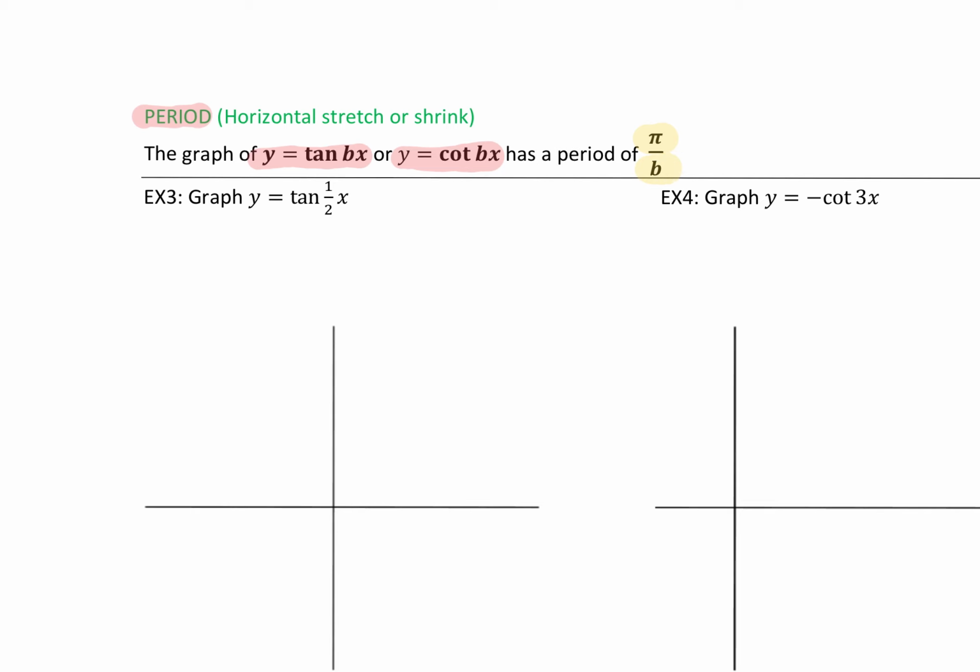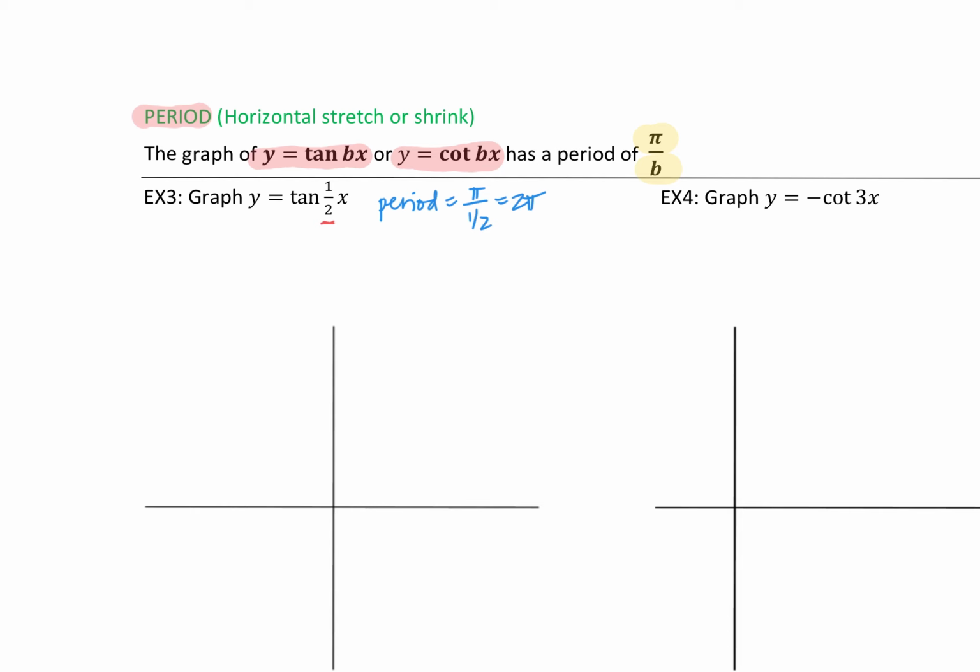In example 3, this is tangent of 1/2 x. So that 1/2 that I'm seeing, that's multiplied by that x value. That's our b value. So my new period is going to be the normal period of pi divided by 1/2. And that gives me a period of 2 pi.